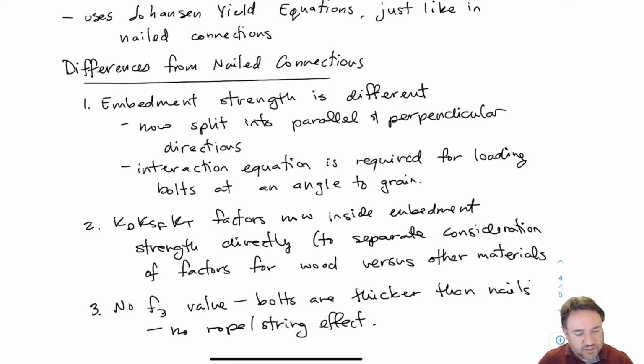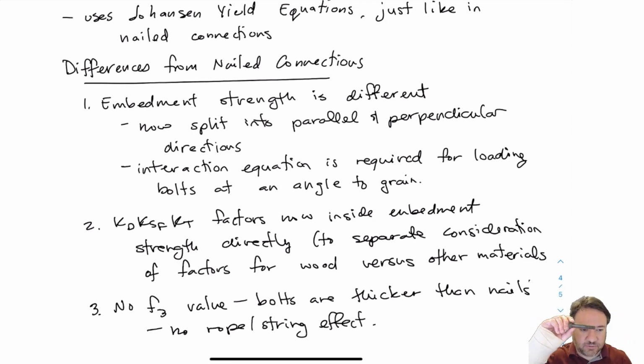So in nailed connections, we had this embedment strength F3, which was for times when we were having yielding combined with embedment failure. So when we had a nail and the nail was bending and yielding significantly, and we had this geometric effect where as the nail is bending, it is also being engaged in tension as it has a significant deformation, and that increases the strength, and we called that the rope effect, some places called the string effect, but we don't have that effect in bolts.